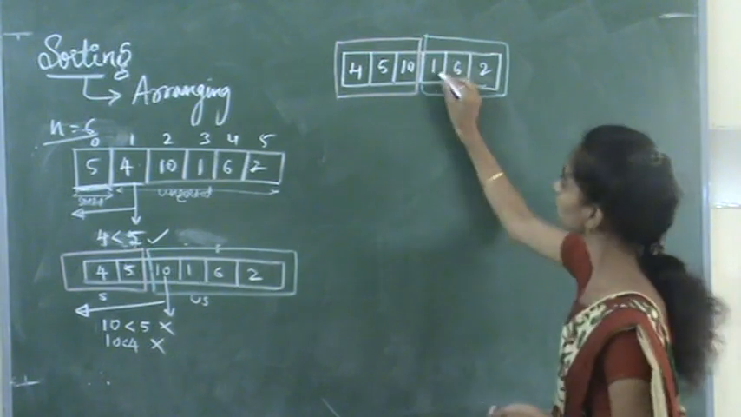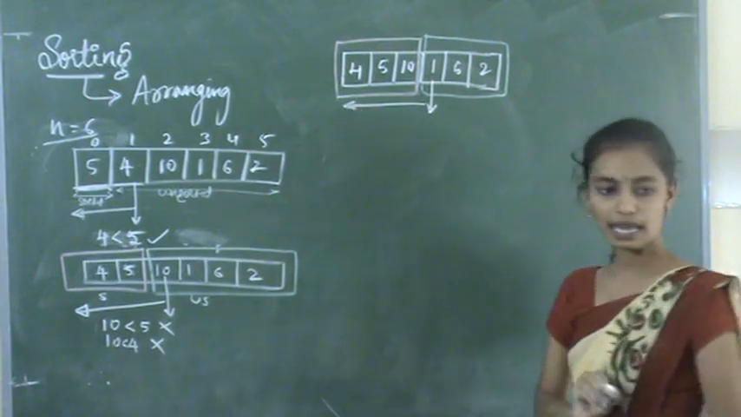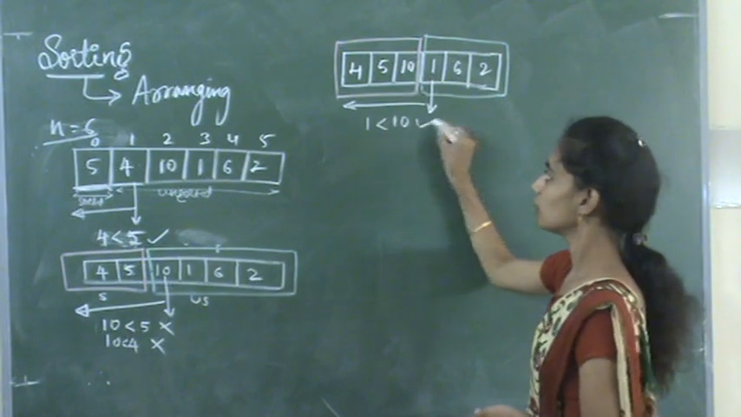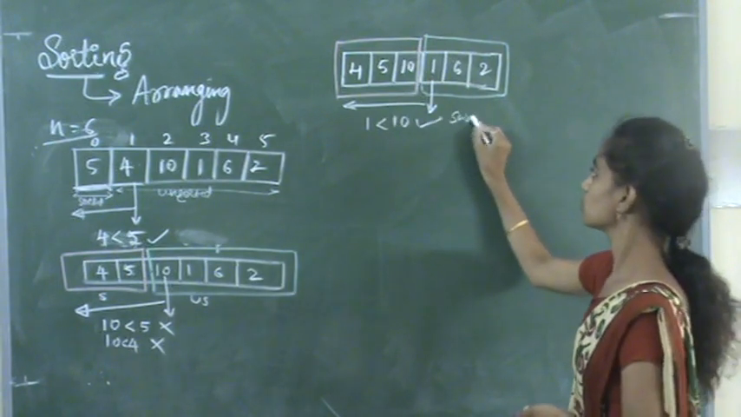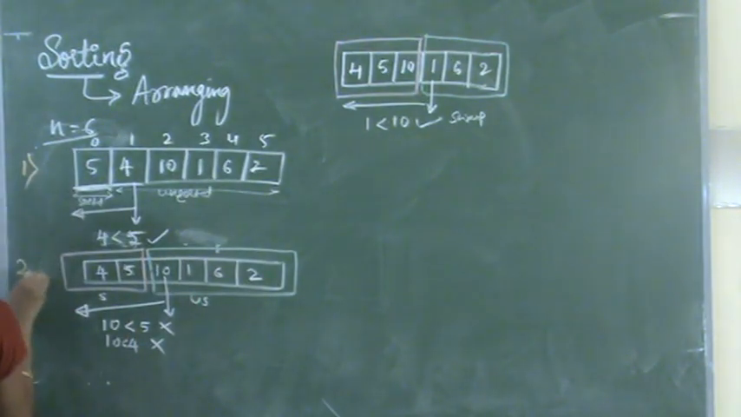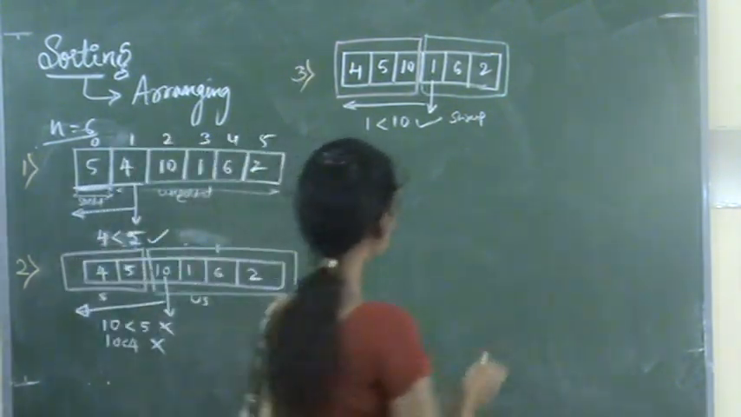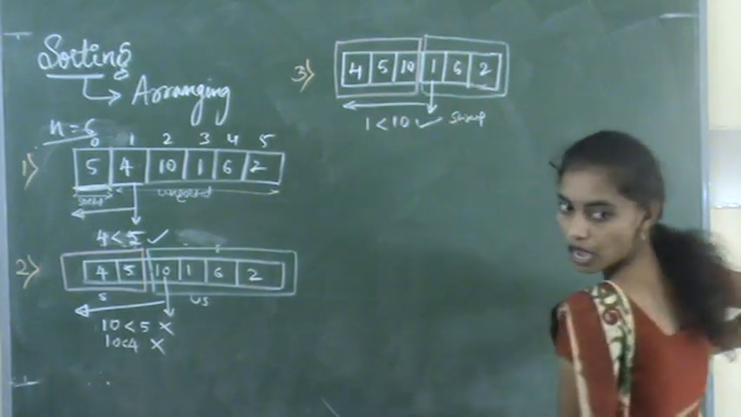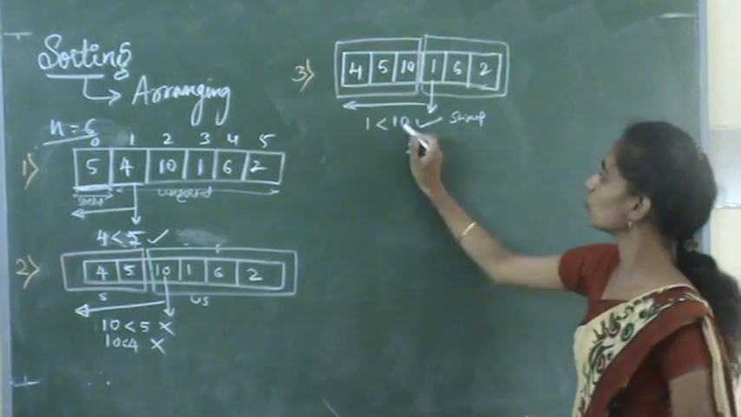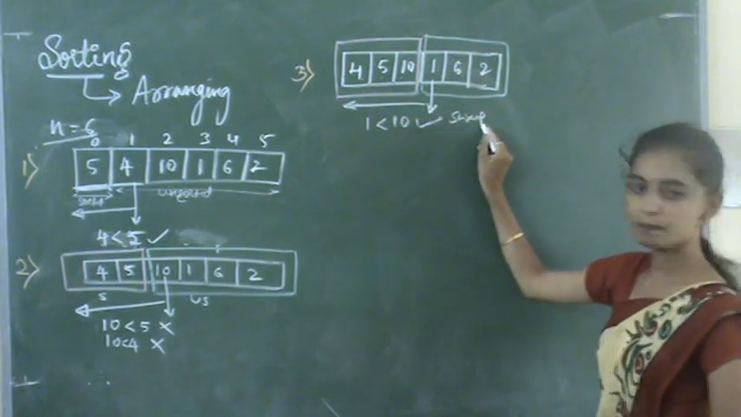Now I need to compare this element with all these sorted array elements. Check: 1 is less than 10, true, so I need to swap the values. Just consider this as the first step, this is the second step, and this is the third step. In this third step we need to compare 1 with all these 3 values. Now I am comparing 1 to 10. 1 is less than 10, true, so swap the values.